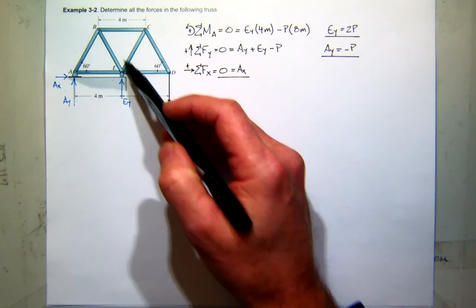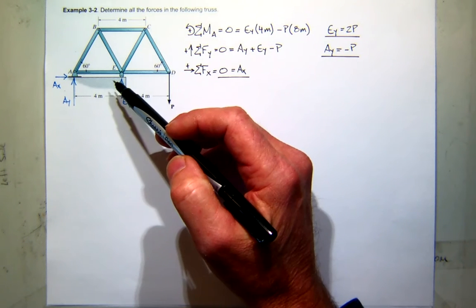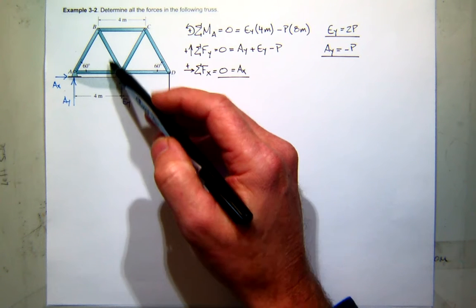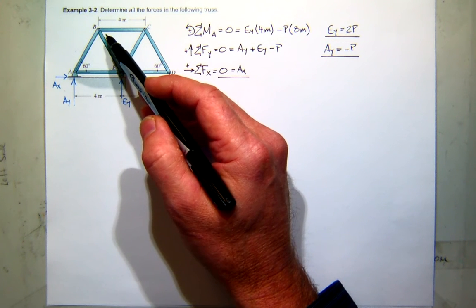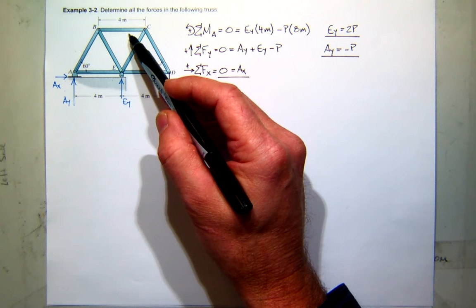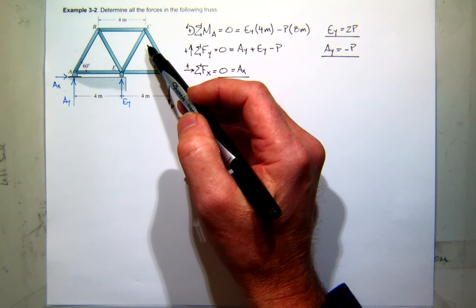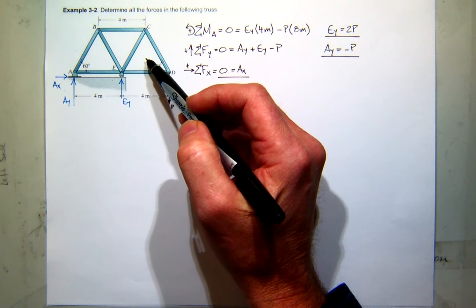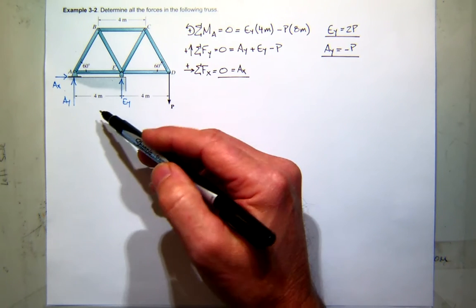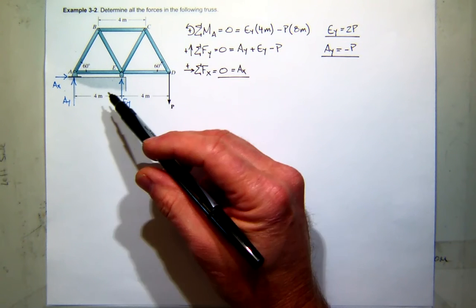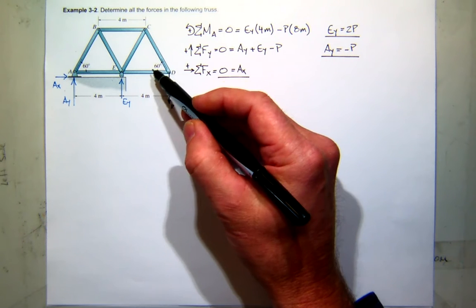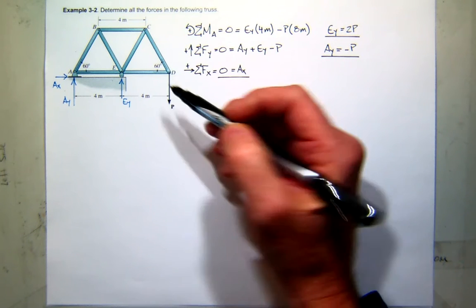That's not good. How about B and C? How about B? 1, 2, 3 unknowns, 2 equations. Still not good. How about C? 3 unknowns, 2 equations. Not good. So where's the best place to start? D would be a place to start even if I don't have the reactions. Why? 2 unknowns, 2 equations.